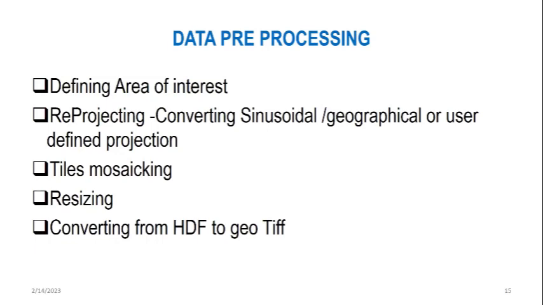And then there's something that we call tiles mosaicing. When you download data from the USGS, you'll have so many tiles, then you'll have to mosaic them. Mosaicing in this case means you bring the images together. The good thing with R is that... then there's the resizing, and then there's converting from HDF to GeoTIFF. So these are the pre-processing steps. Any data that you obtain, these are the things that you do, especially for images.